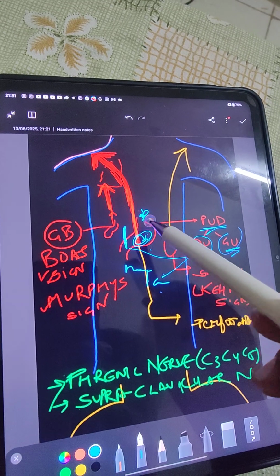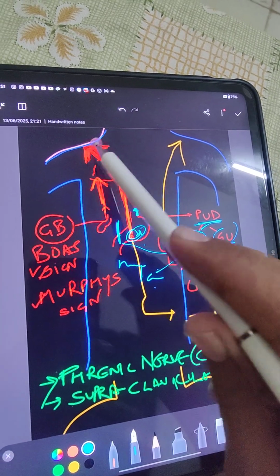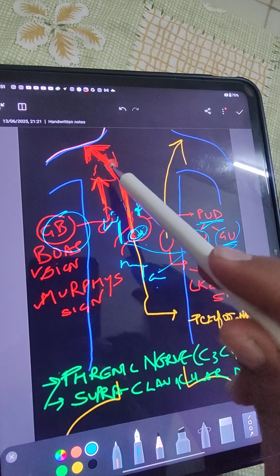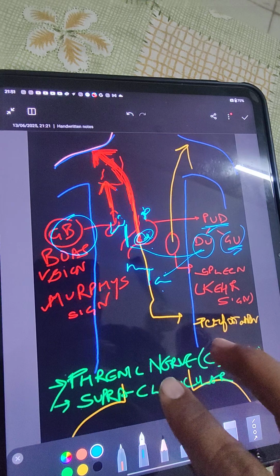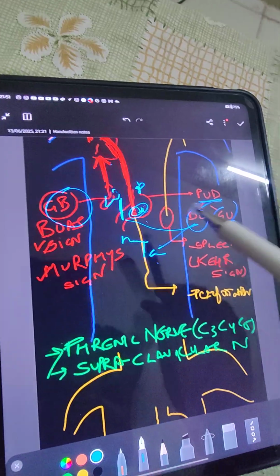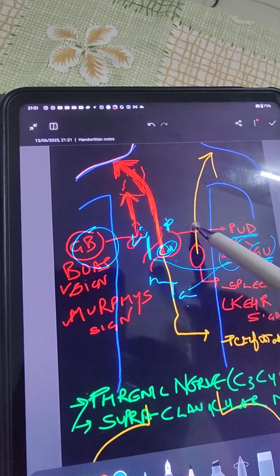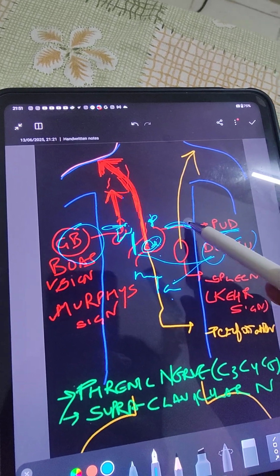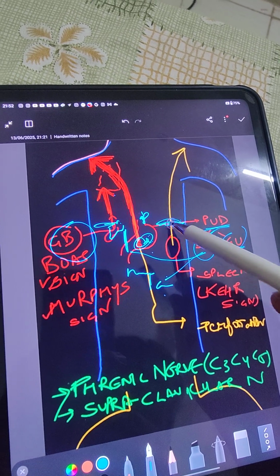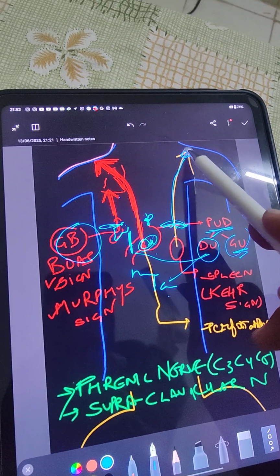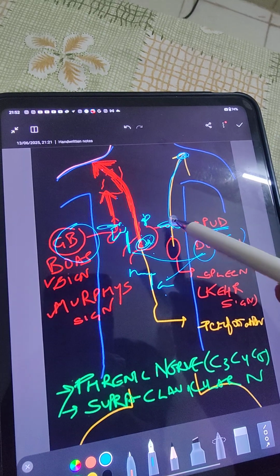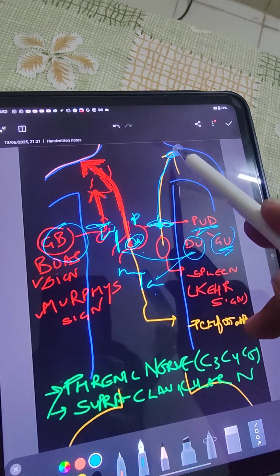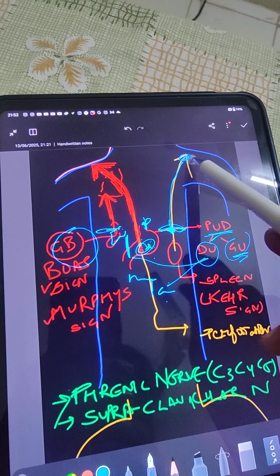Referred pain mainly goes to the right shoulder, and gallbladder pain will go to the right scapula or shoulder. यहाँ पे क्या प्रेजेंट होगा? डायफ्राम. Diaphragm is supplied by the phrenic nerve C3, C4, C5. If phrenic nerve is irritated, then radiating pain occurs at left shoulder or right shoulder. If diaphragm is irritated here, then pain radiates to left shoulder.